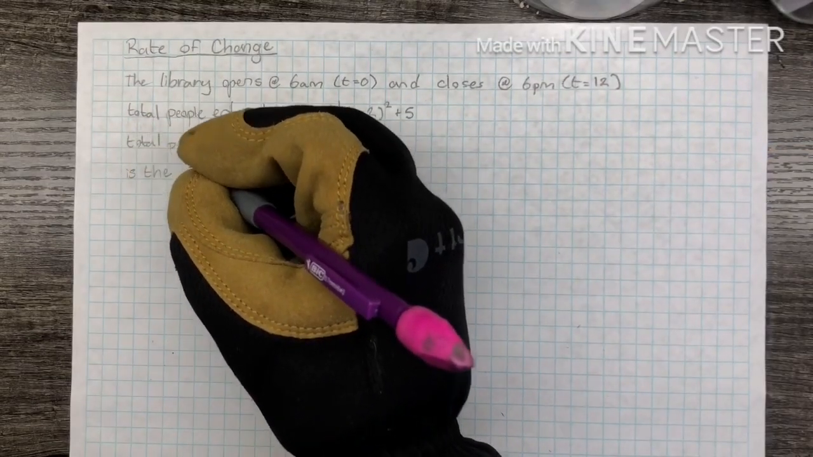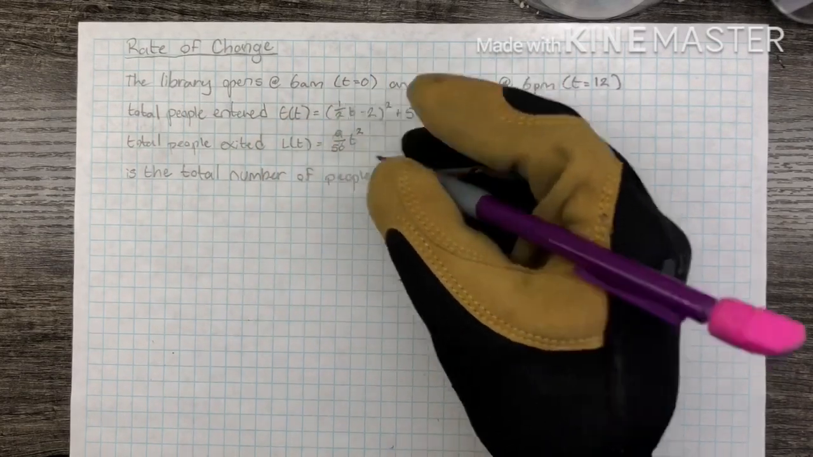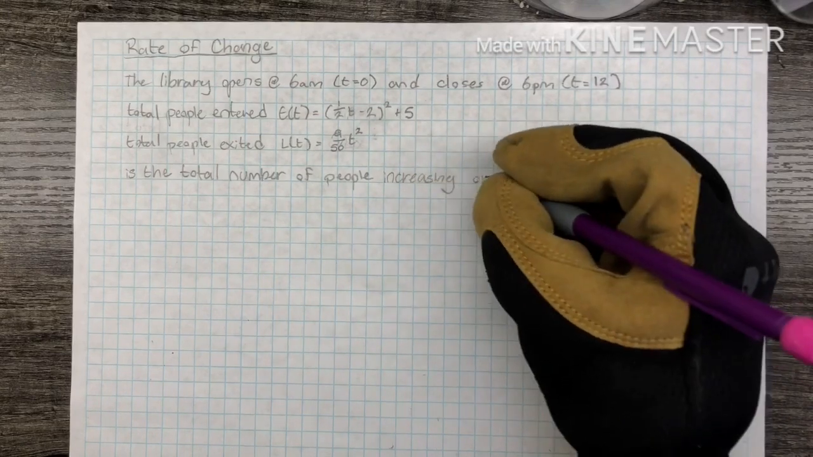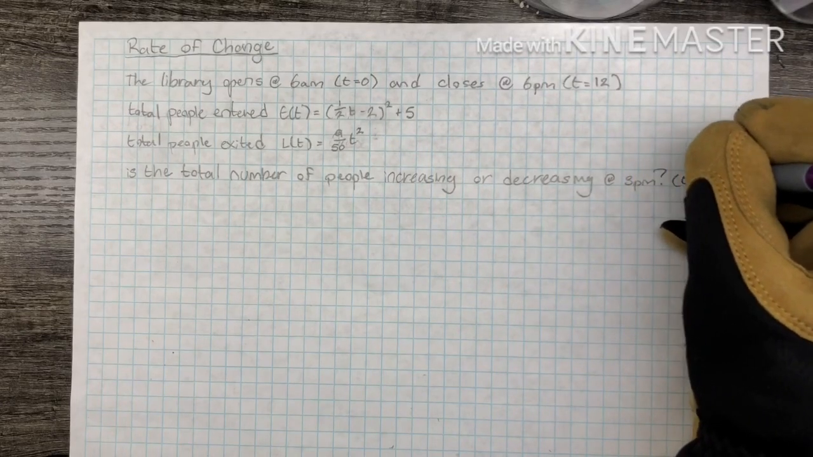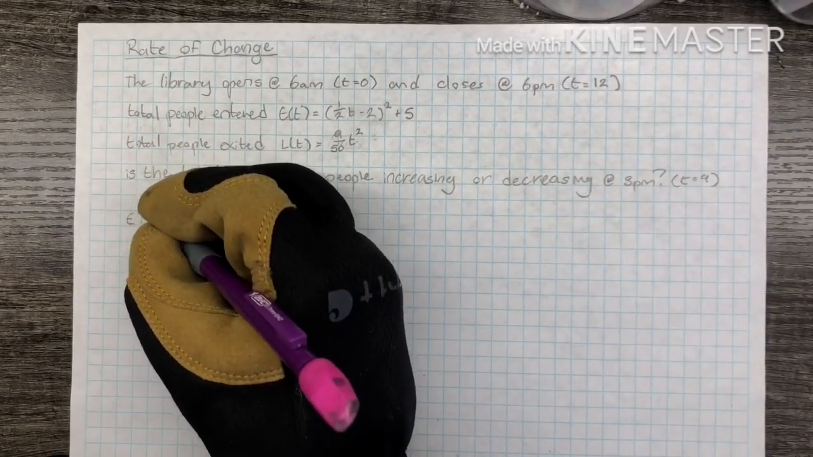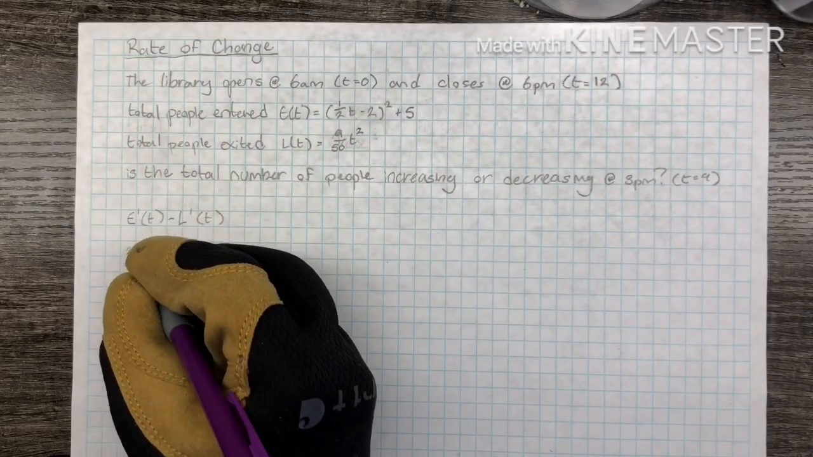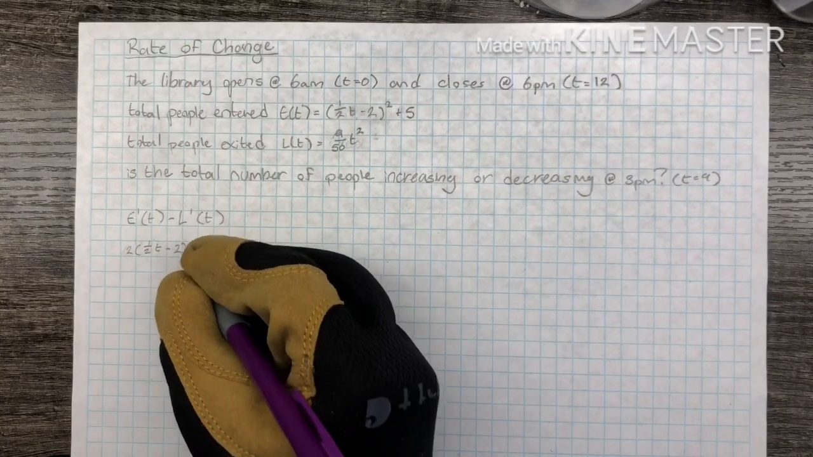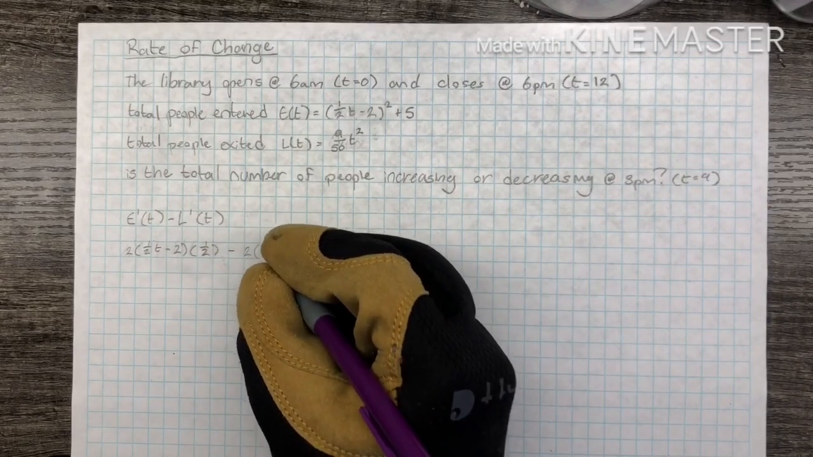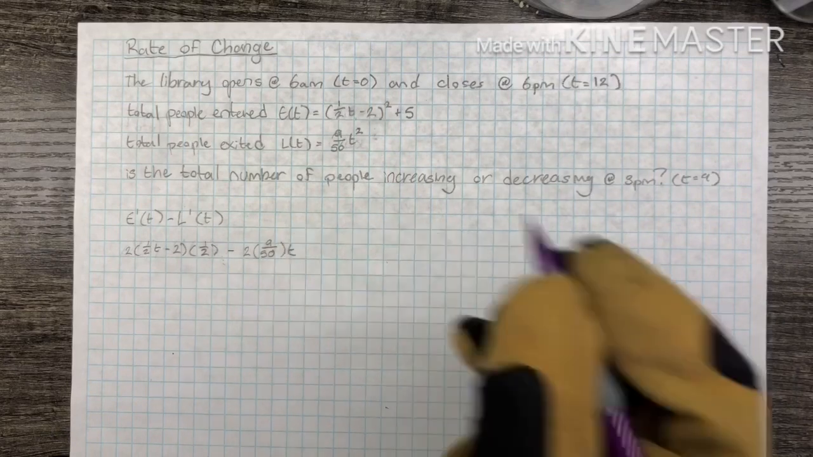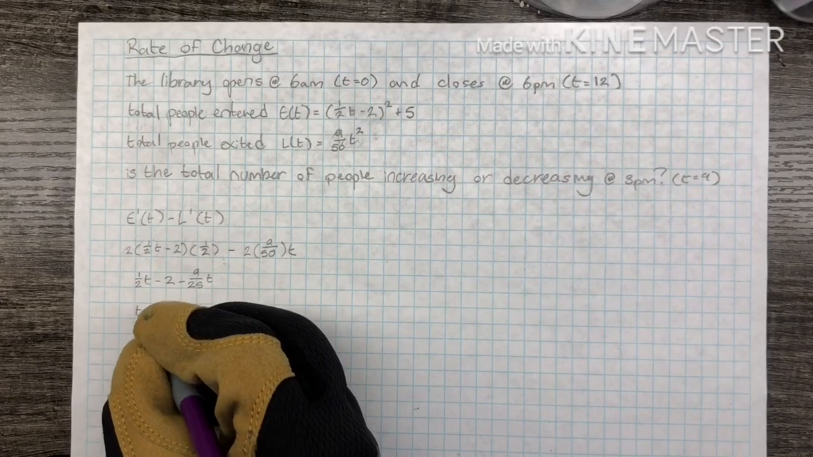The question that the kidnapper is trying to find out is if the total number of people in the library is increasing or decreasing at 3 p.m., which is t equals 9. We can start by setting up a relationship between our two equations by subtracting the rate of people exiting from the rate of people entering, which is the derivative of both equations. This boils down to the equation 1/2 t minus 2 minus 9/25 times t.